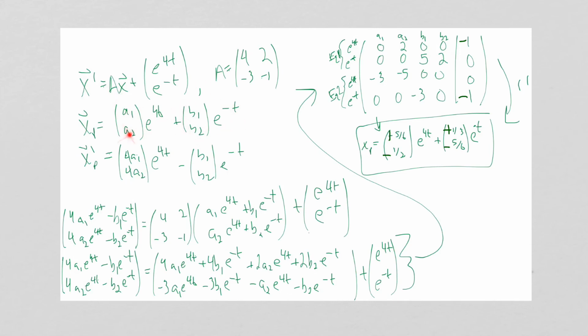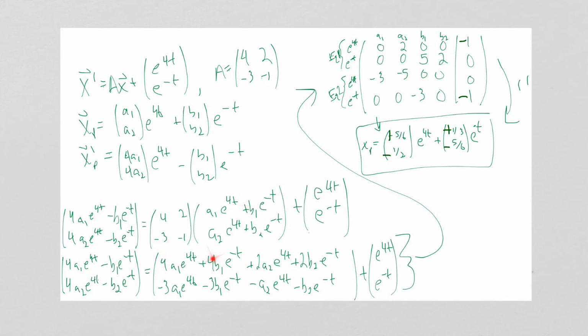You do need to have the a2 here on the e to the 4t and the b1 here on the e to the negative t. Otherwise, you're going to get some kind of system that is unsolvable or has free variables or something like that. All right, so do the derivative. Chain rule with that, chain rule with the negative there. Then these guys go in on the prime side, these guys go in here, the matrix goes in, this part of the equation goes in. Do some matrix multiplication.